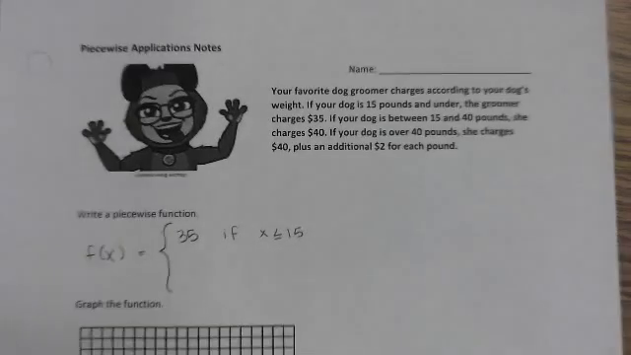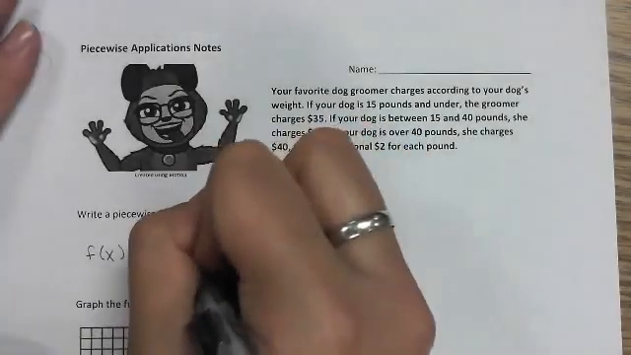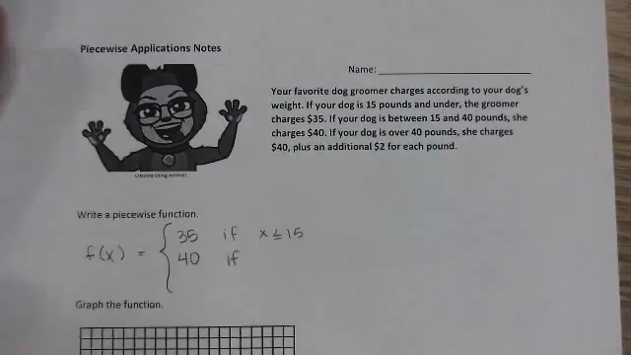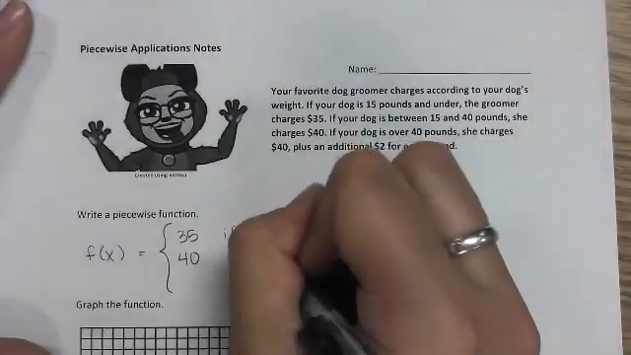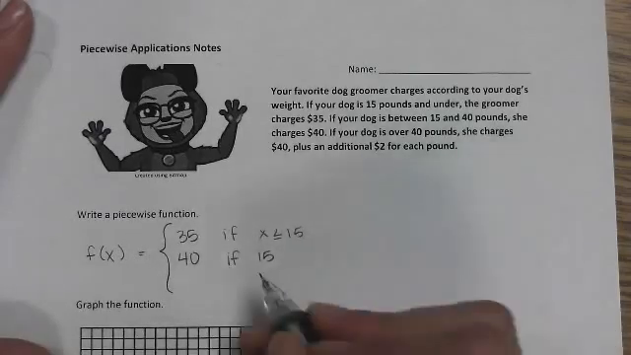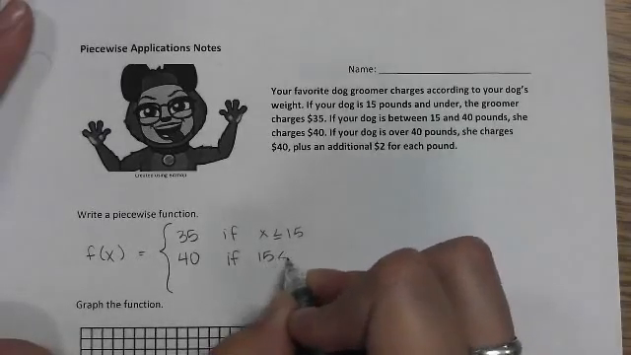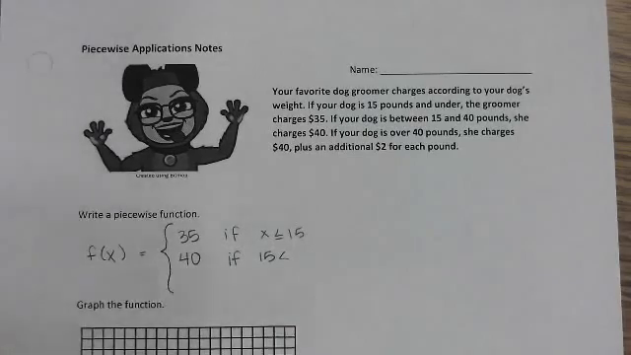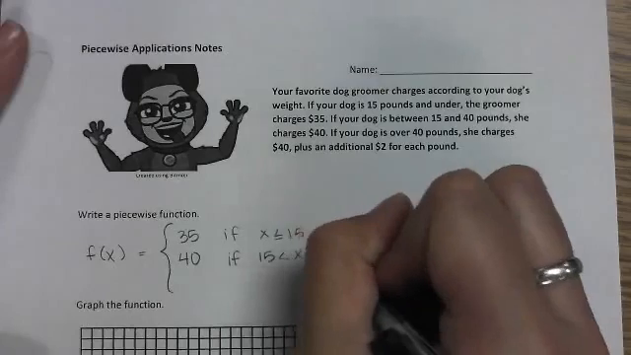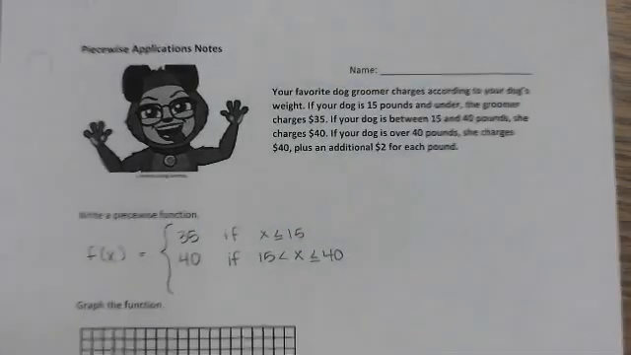Next, if the dog is between 15 and 40 pounds, she charges $40. So we're going to say $40, and this is if the dog is between 15 and 40. So we already said if it equals 15 exactly, that's $35. So here when we use 15, we're not going to use the equal to version. We're just going to say 15 is less than our x value, and that's less than or equal to 40 if you're in between that amount.